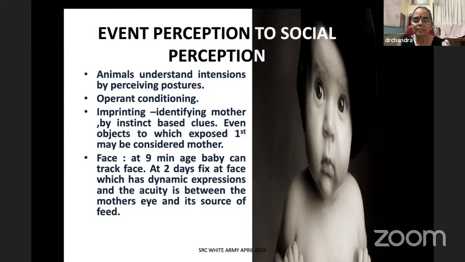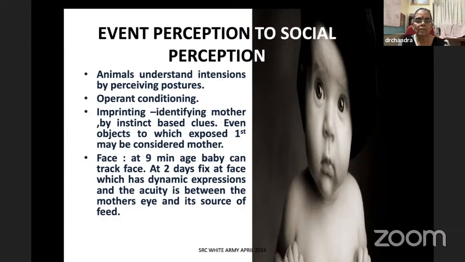So if a child is exposed to a bottle of milk first, the child might imagine that is the mother. So that is visual meaning addition. Constantly show a bottle, the bottle becomes the mother. Then at 9 minutes of birth, the baby can track a face. That is why soon after delivery, we say that the baby should be given to the mother.